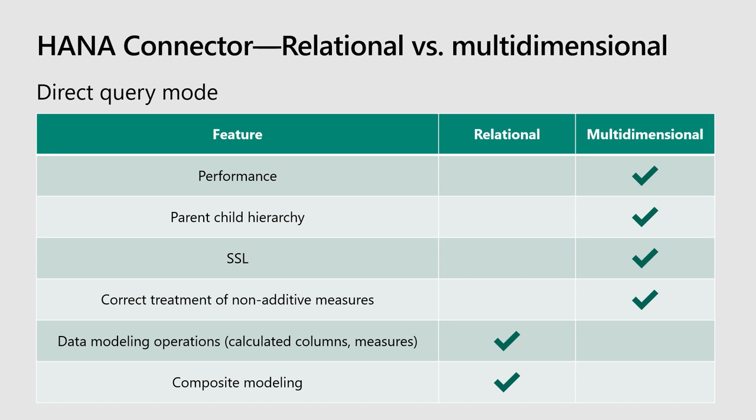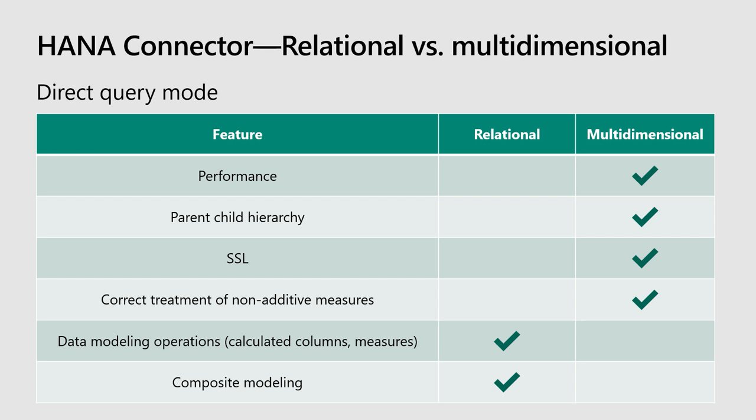Like Jorge mentioned, there are two options, right? Relational and multidimensional modes for the HANA connector. Relational mode was the earlier release, and multidimensional one was released early last year. The main difference is the performance. Relational mode is not as performant. It uses SQL statements in the back end, which is not as performant.